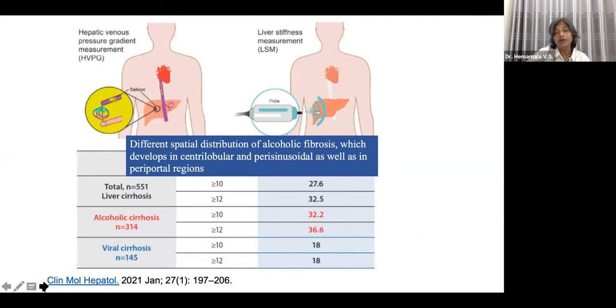Why may the alcoholic cirrhotic people have higher liver stiffness? It could be because of the underlying pathology. In alcoholic liver disease, there is centrilobular, perisinusoidal fibrosis, and there is also some amount of steatosis and inflammation. So that may contribute to a higher liver stiffness. So this is one point we need to know.